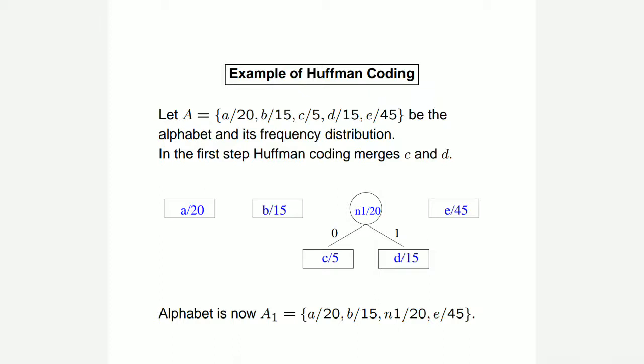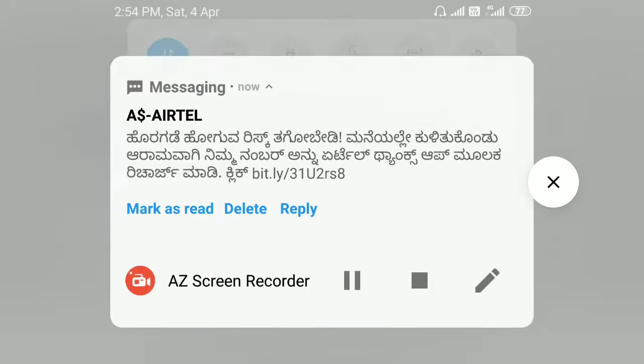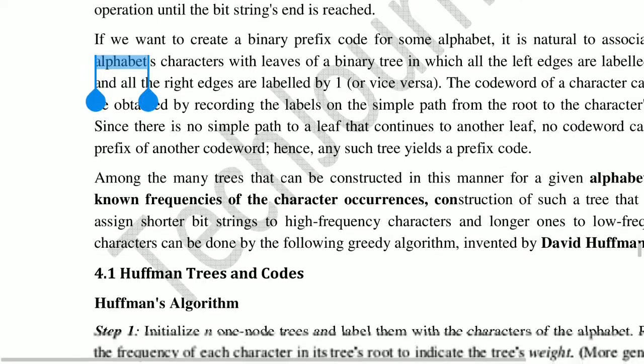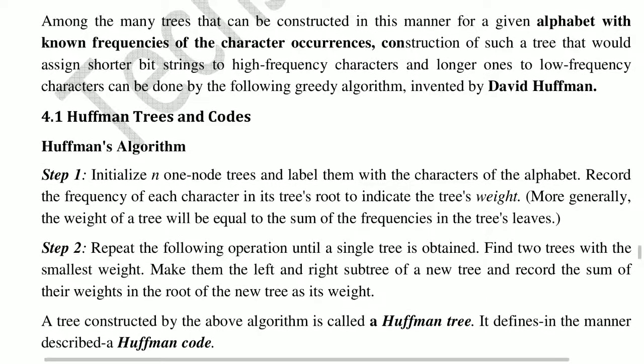So let us see how the Huffman tree works. But before that, let me explain what is this Huffman and what is this tree. Given the characters and their known frequency of occurrence, we have to construct a tree, and that tree results in shorter bit strings for the characters which appear very frequently and longer bit strings for the characters which appear with a low frequency.